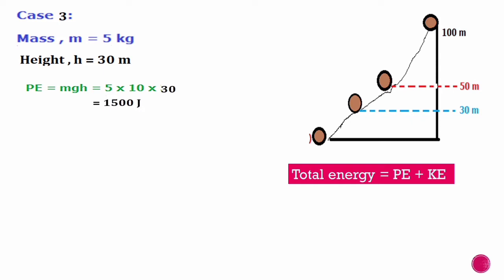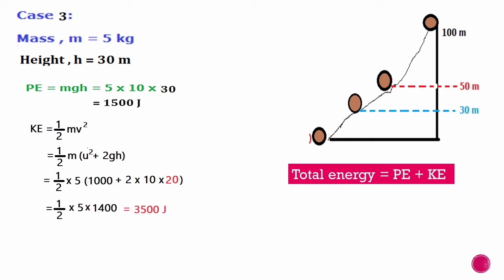In order to calculate the kinetic energy, we again go with the same method. We go for half mv square, and for v square we use the formula u square plus 2gh. Now, u is the initial velocity. Here, the initial position will be the position of the object at 50 meters. So, at that time, the object is having a velocity square of 1000 meter per second, which we have found in the second case.